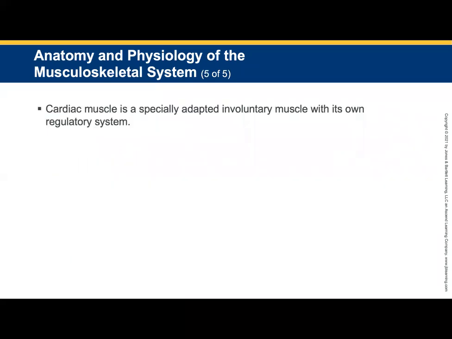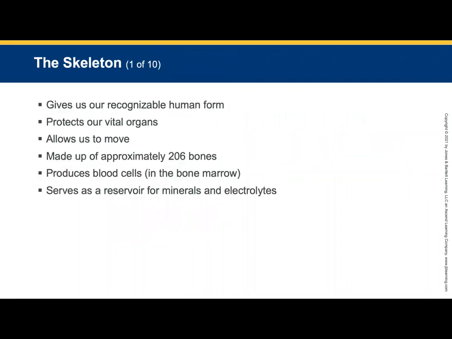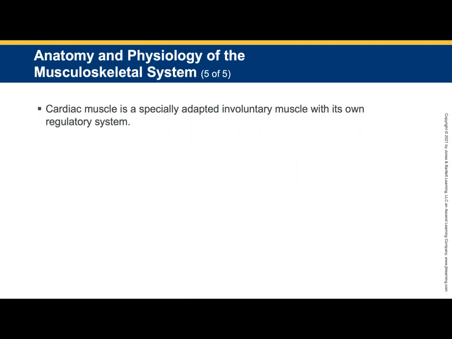So your cardiac muscle is specifically adapted involuntary muscle with its own regulatory system. What's cool about this one is that the cardiac muscle regulates itself. Does it need more blood flow? Does it need more friction? Does it need to go faster? How does that need to work? And it's all done within that muscle itself. So again, just think about how extra cool that is.